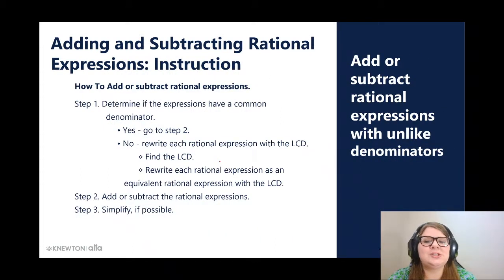All right, so let's actually apply that to an addition or subtraction problem. If you have something that already has a common denominator, great. Add the numerators, combine like terms, simplify, etc. If they aren't like denominators, you're going to find the lowest common denominator like we just did and change each of the fractions to have that denominator. Then you'll add them together, combine like terms, and simplify.